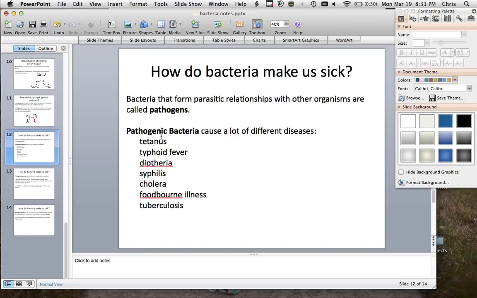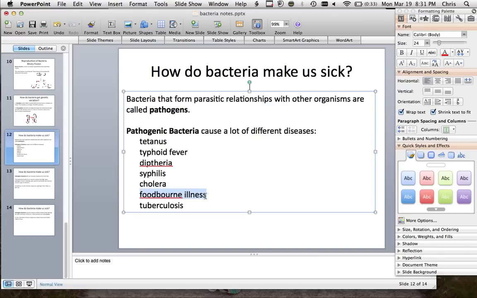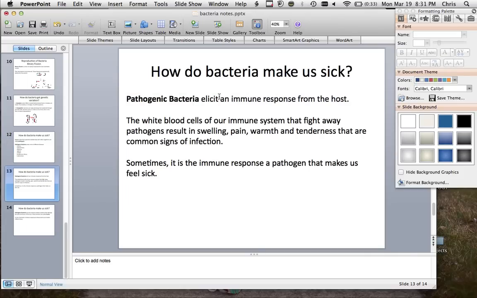Pathogenic bacteria cause a lot of different diseases, and I have them listed right here: tetanus, typhoid fever, diphtheria. We're not really familiar with these, but there's some other ones we might be familiar with, especially foodborne illness. Anytime you read on the news about people getting foodborne illness from produce, especially, that's usually caused by bacteria like salmonella or E. coli. But how does this happen?